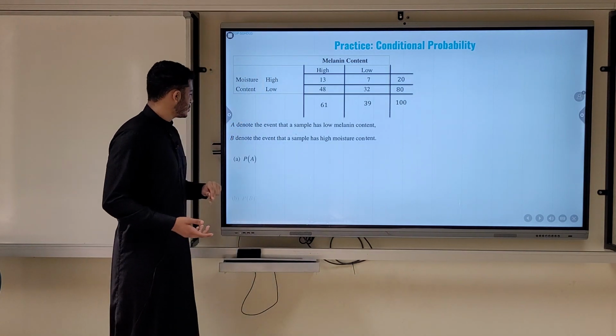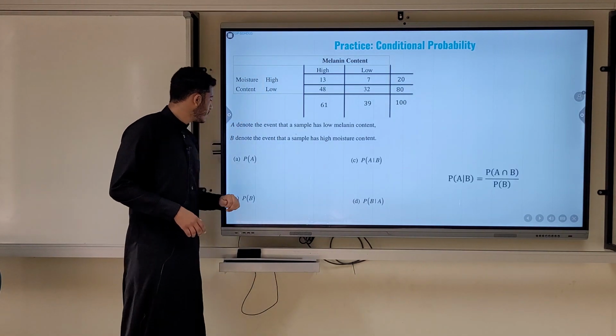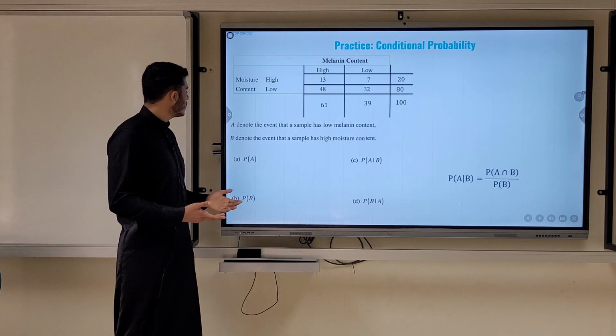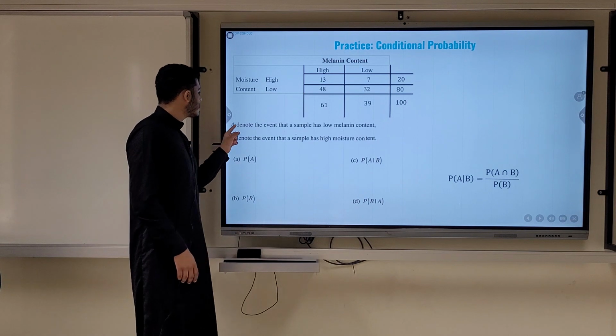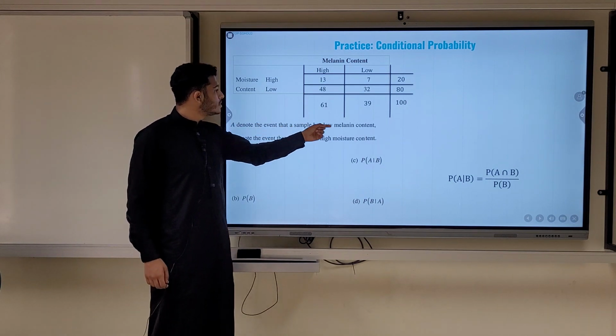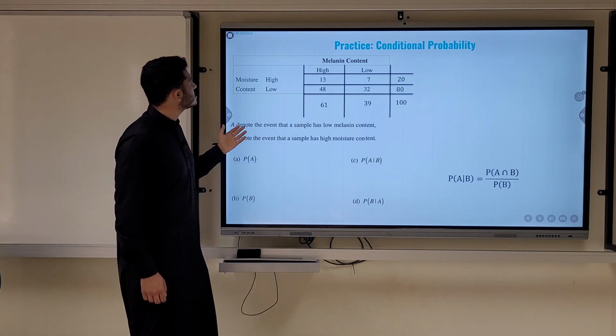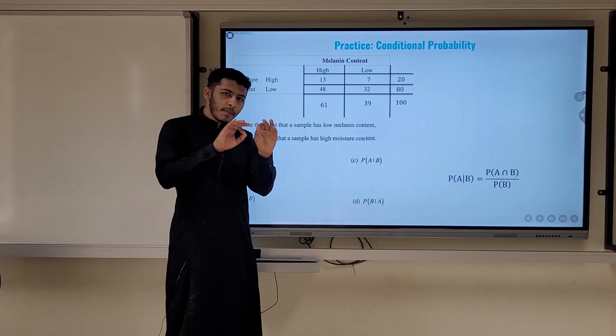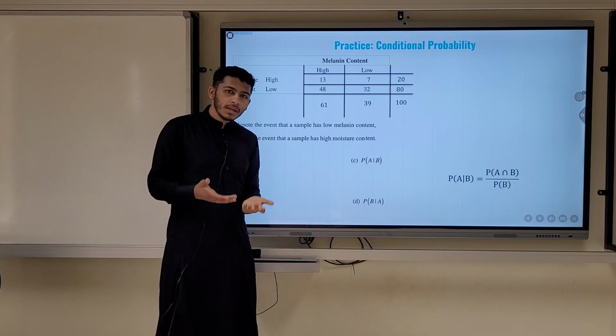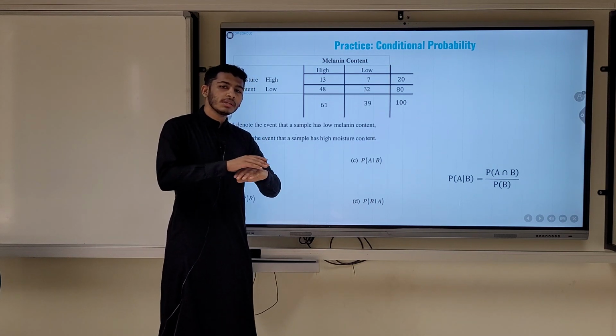Now let's solve the questions. We have these questions on the table. We have to find the probability of event A. What is event A? The event that the sample has low melanin content. So where is the low melanin content? These are the low melanin contents. We take the number of samples that have low melanin content and divide it by the total number of samples.